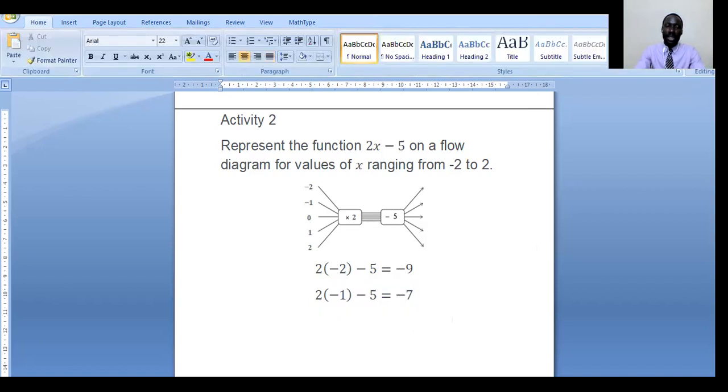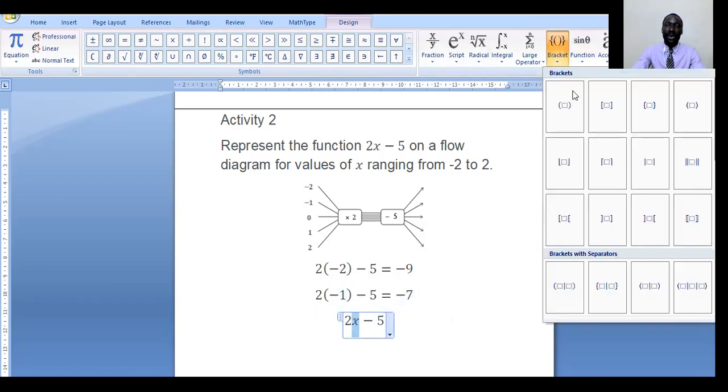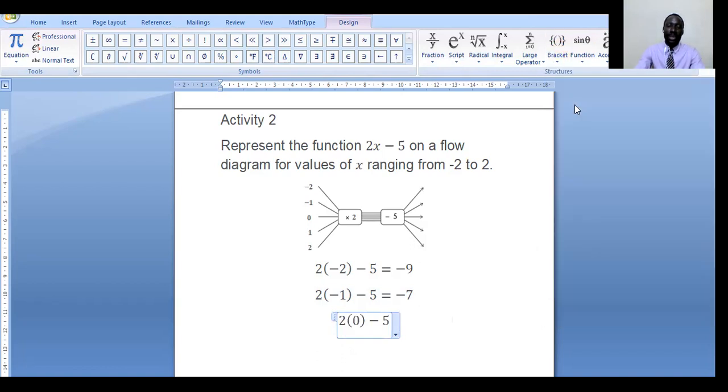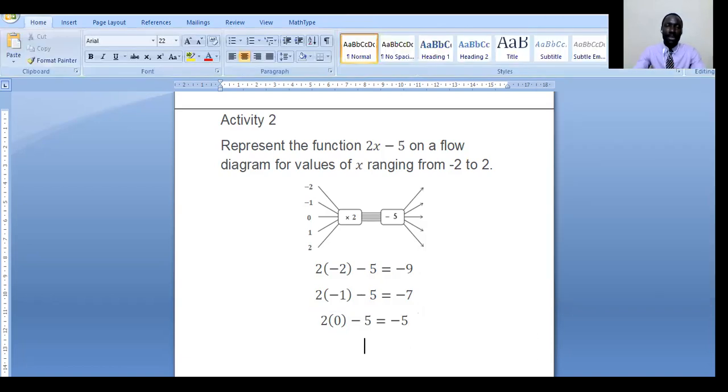Then we move on to the next, which, using the same formula, x in this case is 0. So the formula is 2x minus 5. We are going to substitute 0 for x. What do we get when we substitute 0 for x? Well, we get -5, which comes this way when we use our calculator. That is 2 times, not minus, 2 times. Then we open our bracket, we put 0, then we close the bracket, then we put -5. This gives us -5.